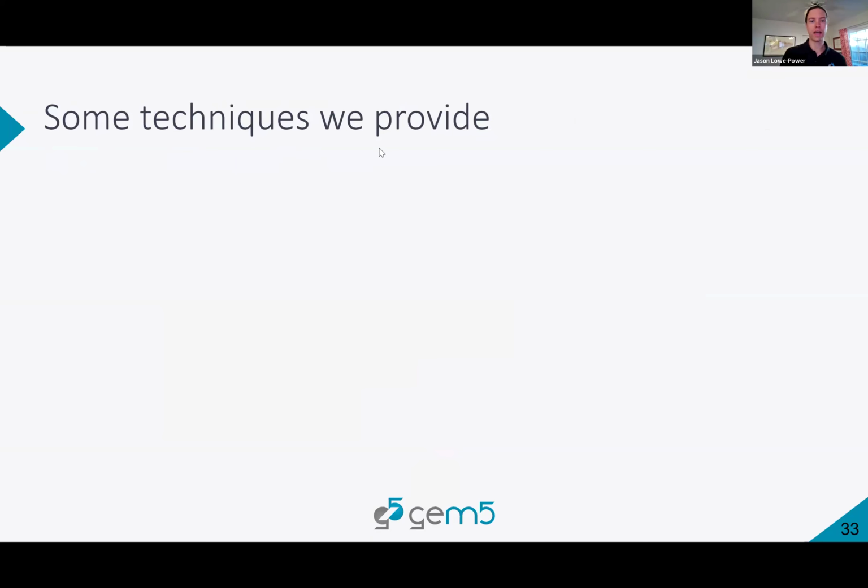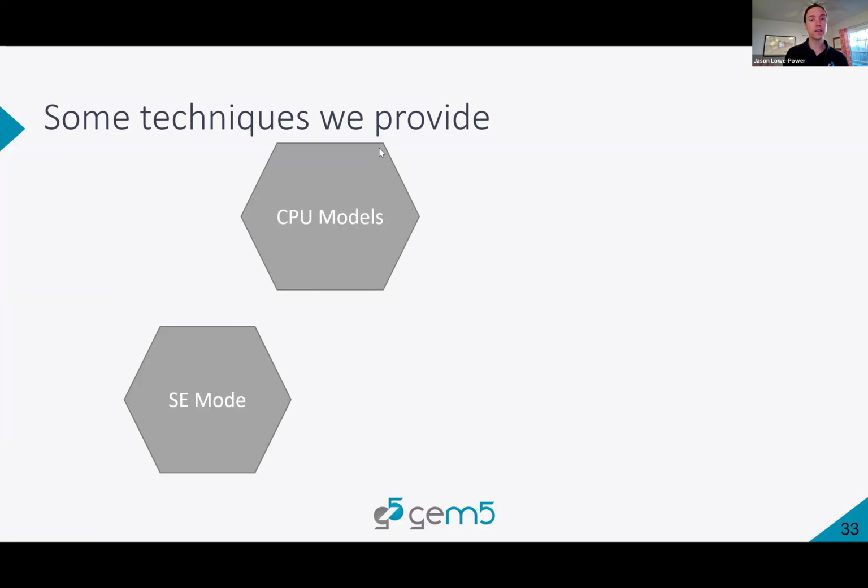So some techniques that we have in gem5. One is to use syscall emulation mode or SE mode. And we'll talk about the trade-off between that and full system in a moment. We can use these different CPU models. So we've already seen that the O3 CPU takes a lot longer, but gives us a more accurate result compared to the simple in-order CPU.